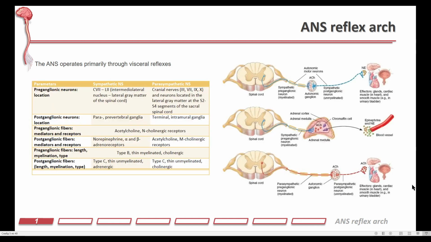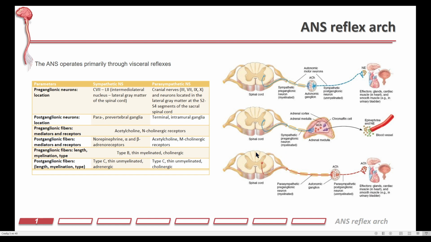So let's take a look and try to compare the sympathetic and parasympathetic reflex arc. You can see the location of neurons will be different. Preganglionic neurons in the sympathetic reflex arc are located in the thoracolumbar area, while for the parasympathetic they will be either the nuclei of the cranial nerves, you can see cranial nerves 3, 7, 9 and 10, or, if you are talking about the spinal cord, then it will be in sacral segments.